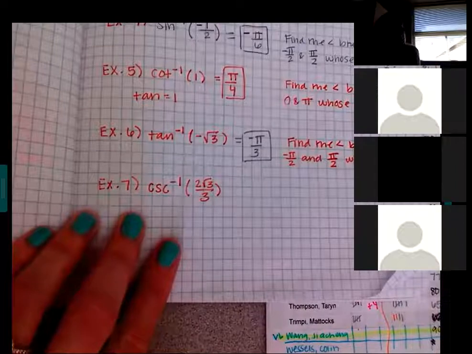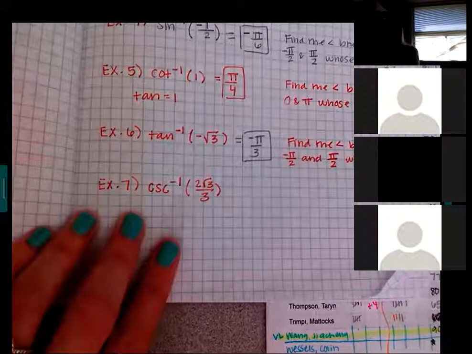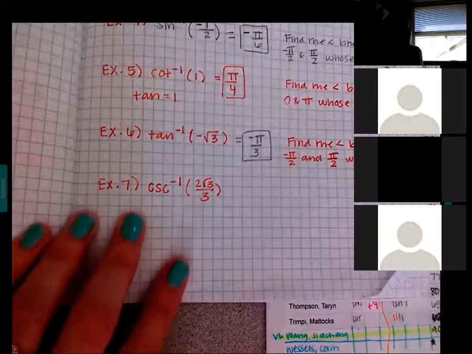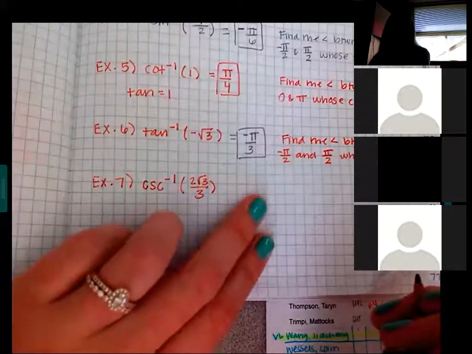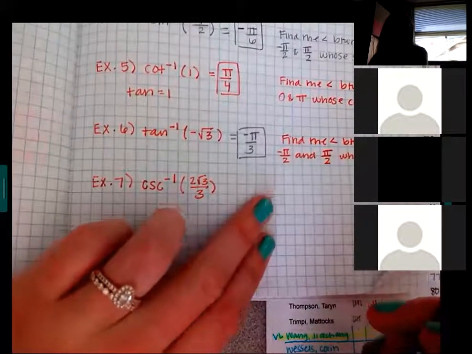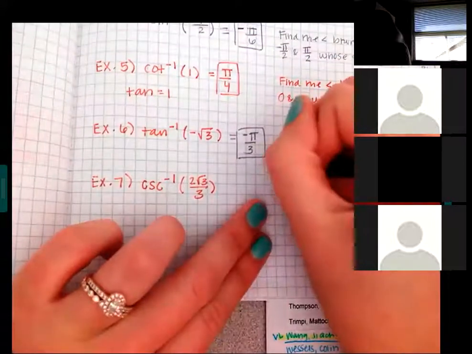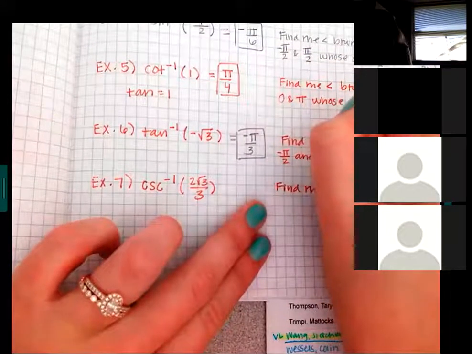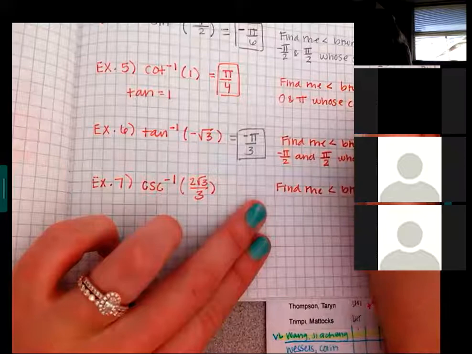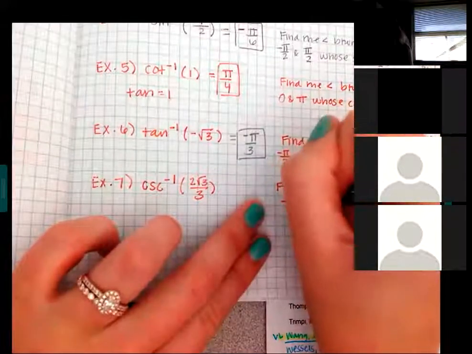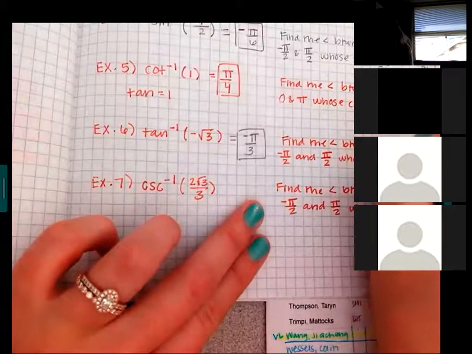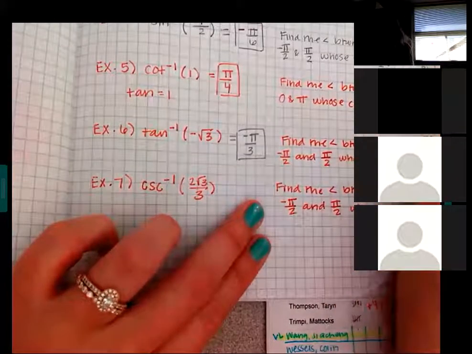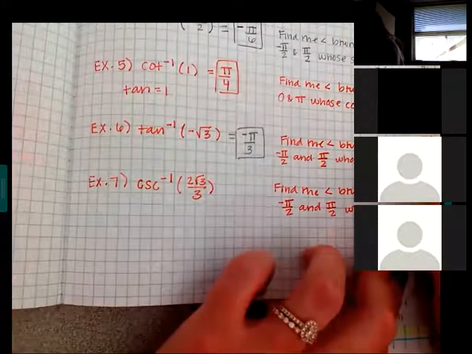Miss Kane used to make us memorize all of them. It doesn't work. Then you got too many things in your head at once. So let's worry about what quadrant and all of that in a second. Can we set up the sentence? Yes, find the angle between negative pi over 2 and pi over 2, whose cosecant equals that crazy number, 2 square root of 3 over 3.